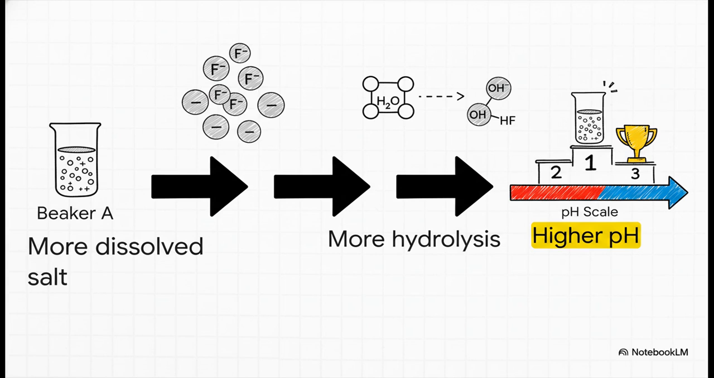So let's just connect all the dots. Beaker A has the salt with the much higher KSP, which means more of it dissolves. More dissolved salt means a higher concentration of fluoride ions floating around. More fluoride ions mean more hydrolysis is happening, which produces more hydroxide ions. And more hydroxide ions, well, that means a higher pH. It's just a perfect chain of logic. Beaker A has the higher pH. And just like that, puzzle 1 is solved.